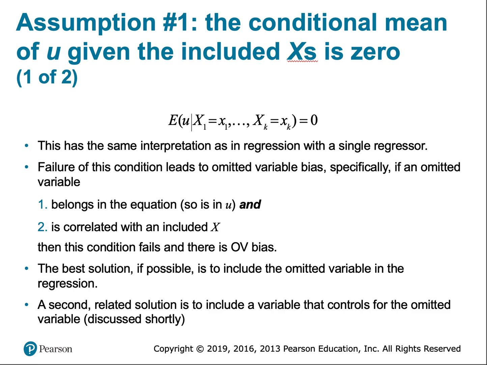The conditional mean of u given the included x's, the included regressors, is 0. This has the same interpretation as in regression with a single regressor. Failure of this condition leads to omitted variable bias. Specifically, if an omitted variable 1 belongs in the equation, so it is in u, and 2 is correlated with an included x, then this condition fails and there's omitted variable bias. The best solution, if possible, is to include the omitted variable in the regression. If it is not possible to include the omitted variable, then a second related solution is to include a variable that controls for the omitted variable by proxy.